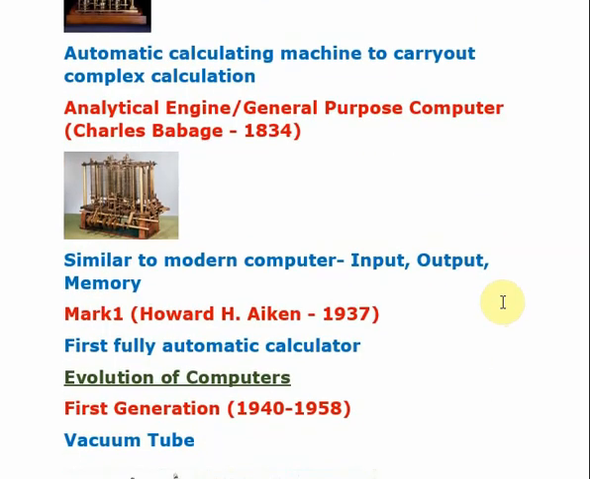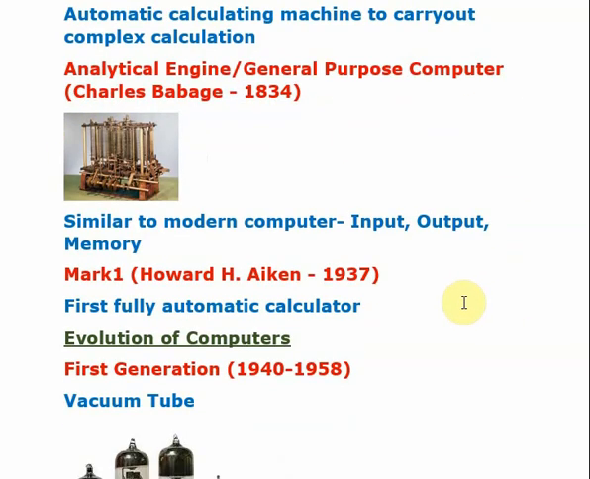Then Mark I, introduced by Howard H. Aiken, 1937. Now it is coming to the 19th century. This is the first fully automatic calculator. This is actually not a computer machine. We call it a computer because computing, calculation, is done, but this is the first fully automatic calculator. We should remember who invented it. And we call Charles Babbage the father of the computer. Why? He first introduced the general purpose computer. So this also we need to remember.